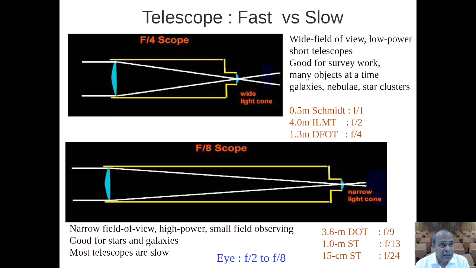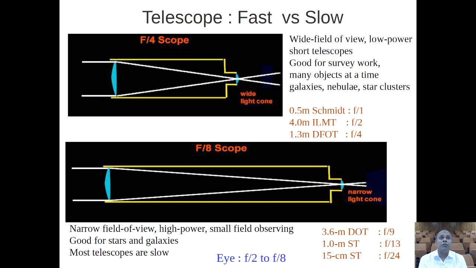Now this is very important to know. Typically there are two kinds of telescope we refer to. One is the fast telescope, where the beam is converging very fast from the objective lens, and another is the slow telescope, where the beam from the objective lens is converging very slowly. So fast telescopes actually make a wide light cone, and these telescopes have a wide field of view. These are low power, short telescopes, but they are very good for survey work.